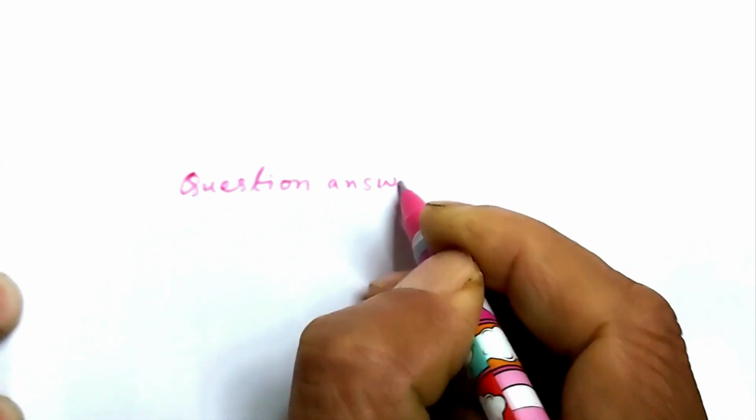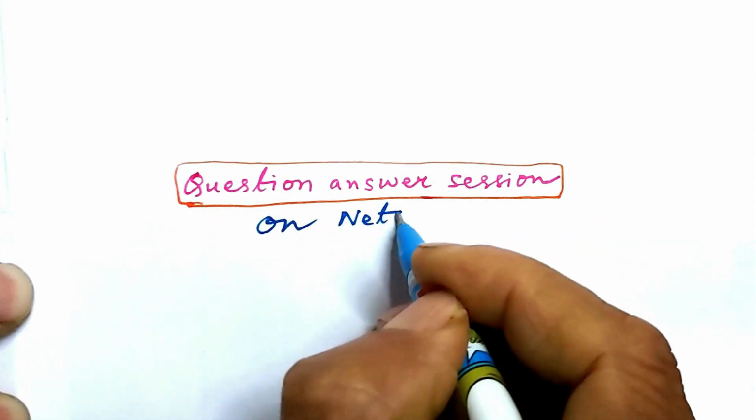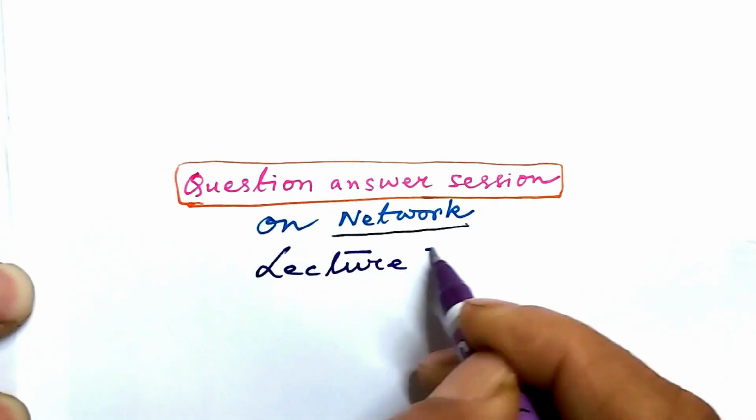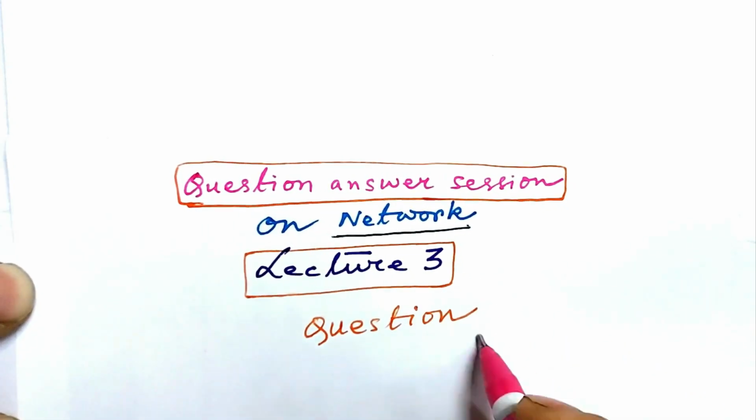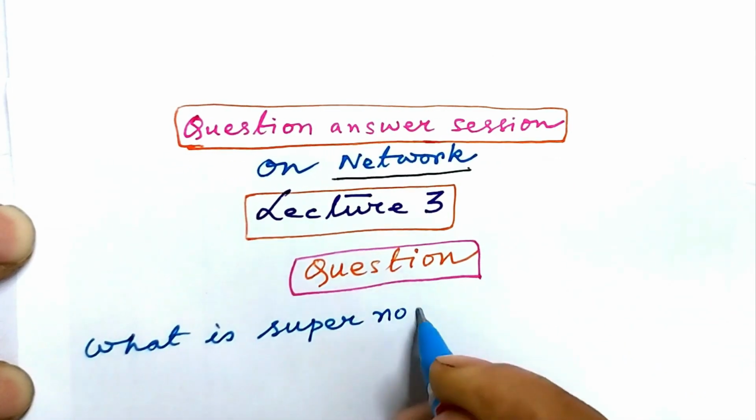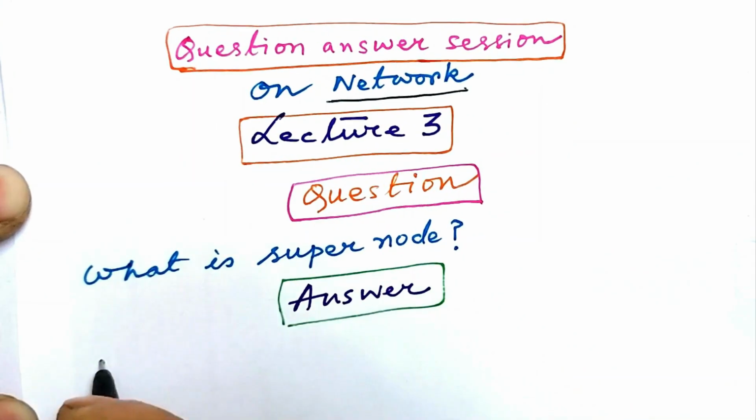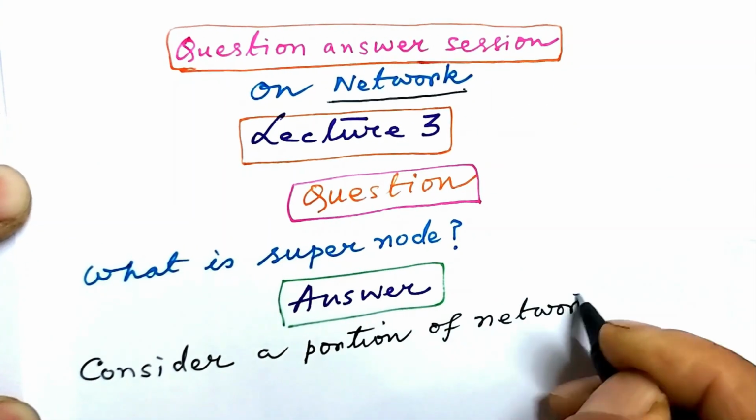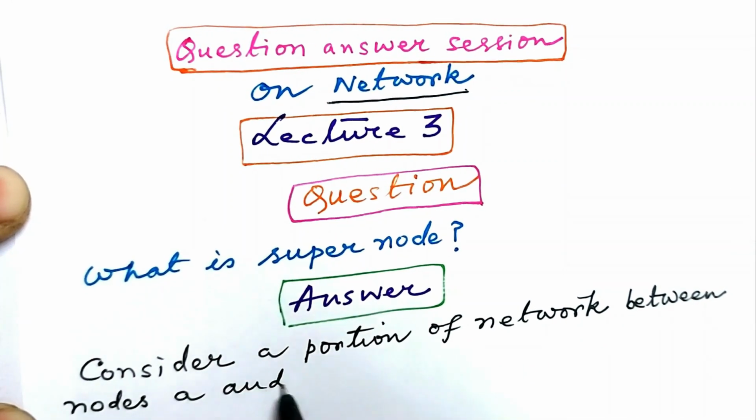Let us begin a question-answer session on network, the third lecture in this series. First question: what is supernode? The answer: consider a portion of network between nodes A and B.